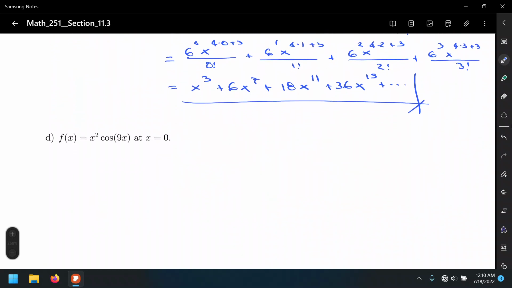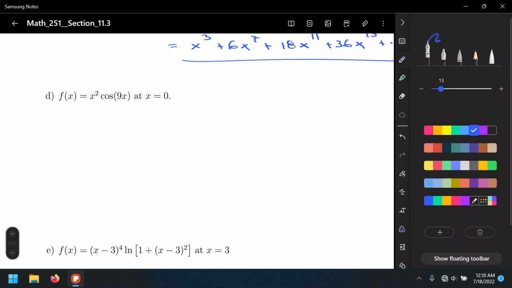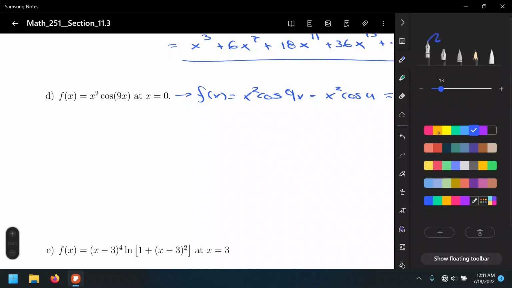Let's do a couple more examples. Alright, so for letter D, f of x equals x squared cosine of 9x. And number one, in this case, we're going to use the power series for cosine of x. Alright, so let's write this f of x equals x squared cosine of 9x. Cosine, let's call it u. And in this case, u equals 9x.